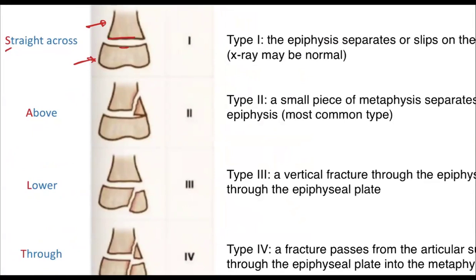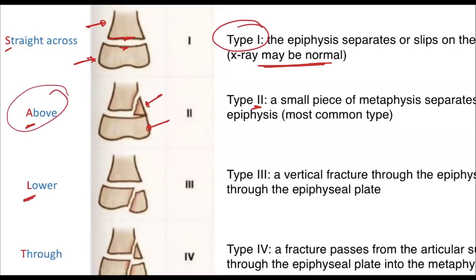On an X-ray, it might appear normal. It is very difficult to appreciate the gap here. Is it growth plate or not? Is it pulled or not? It is very difficult to pick up on an X-ray. So most of the time, the X-ray might be normal in type 1 Salter's classification. Type 2, A, above. Above means the metaphysis: a small chunk of the metaphysis is separated along with the epiphysis. That's why above is always metaphysis. So a chunk of metaphysis is separated with the epiphysis. This is known as type 2.